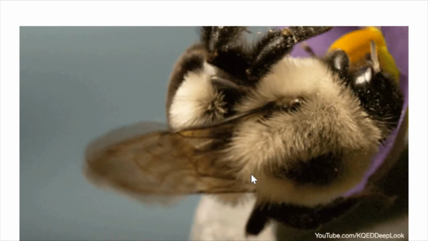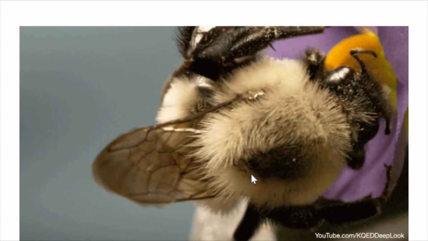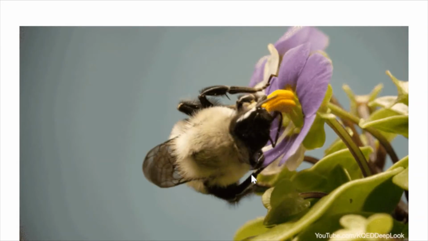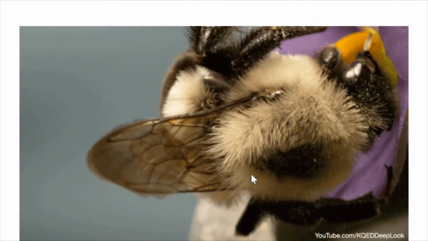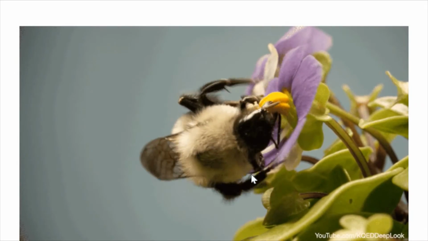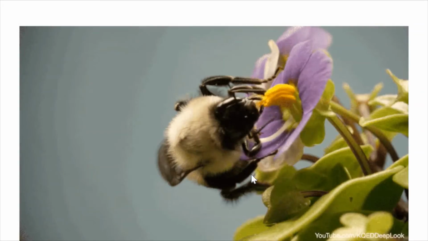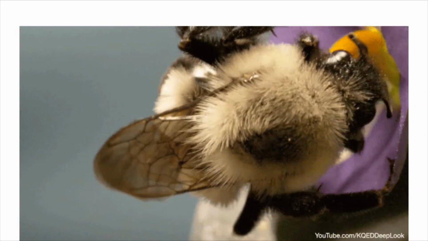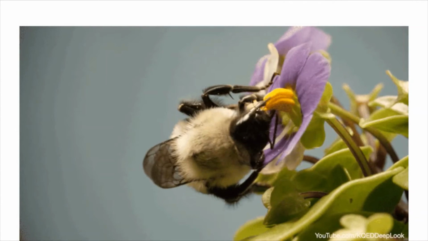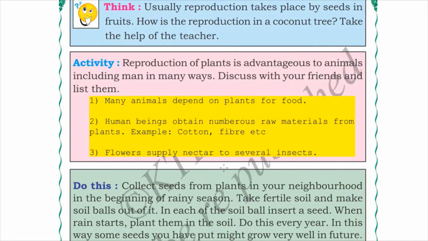So because plants need reproduction, they provide nectar for insects such as honeybees. Okay, so this is a symbiotic, or a beneficial relationship between the insects and flowers, that is because of reproduction in plants. So this is another reason because of which reproduction of plants is advantageous to animals.